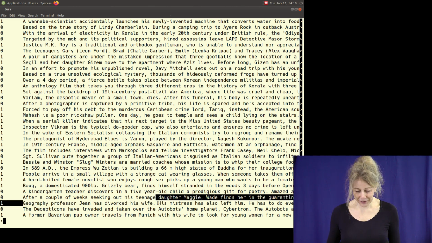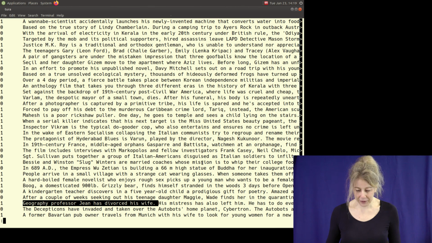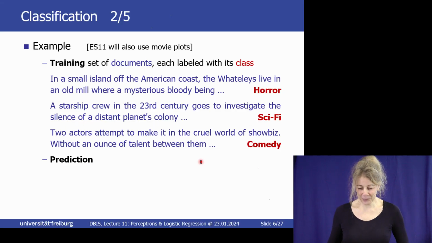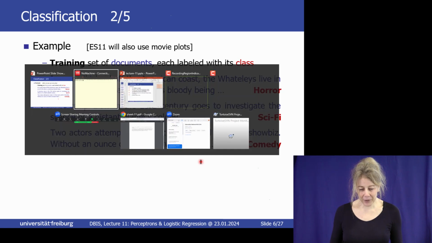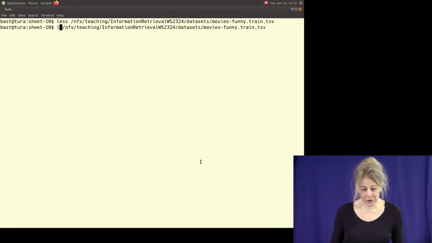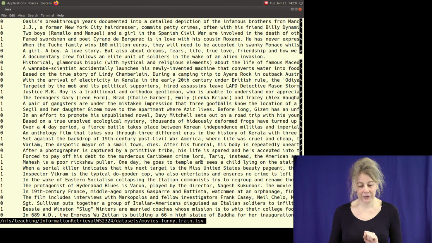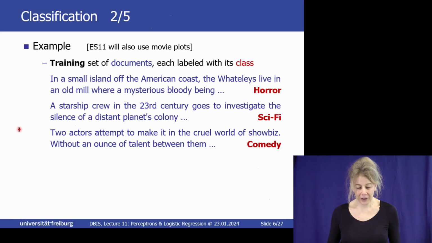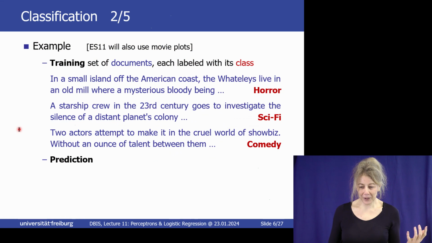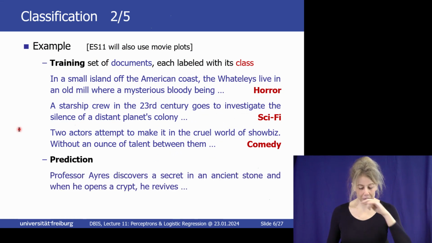Geography professor has divorced his wife. Funny. Okay. And you get these, and let's see how many of these you have here for the training set. Just to learn, imagine your computer gets 50,000 of these. And now you're supposed to learn from the text to predict the label. And now learning is done, and now you're supposed to predict.